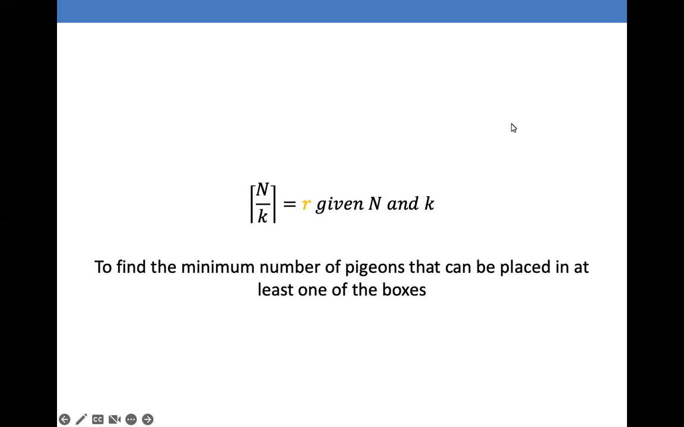In the last video, we discussed the generalized pigeonhole principle, and it may be expressed in this formula: the ceiling of n over k equals r, given n and k. We use this formula to find r, or the minimum number of pigeons that can be placed in at least one of the boxes.